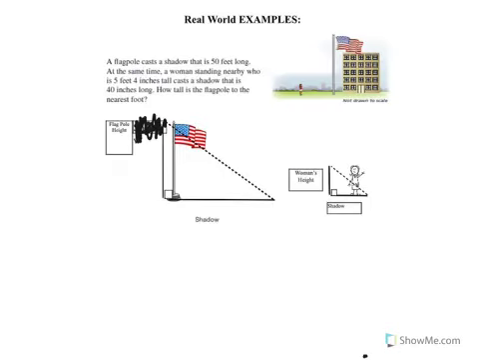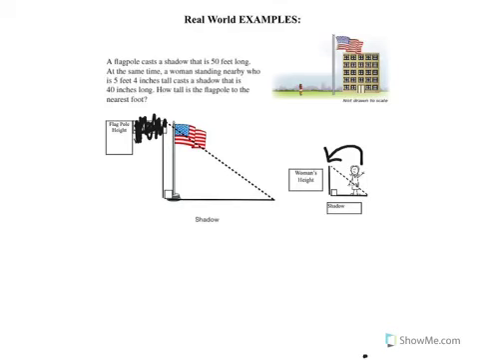Okay, let's try some real world examples. My picture got kind of messed up on here, but on y'all's paper it should be fine. The woman should be standing over here, just like on your picture, and she kind of got scooted over, sorry. Anyway, it says a flagpole casts a shadow that is 50 feet long. At the same time, a woman standing nearby who is 5 feet 4 inches tall casts a shadow that is 40 inches long. How tall is the flagpole to the nearest foot?